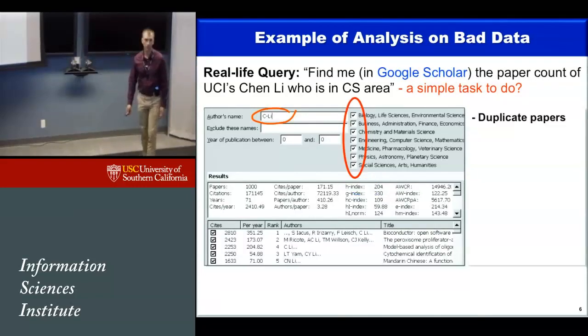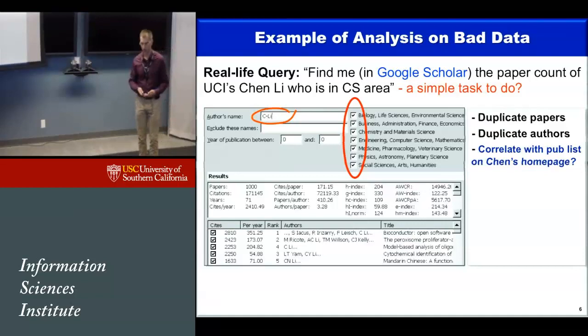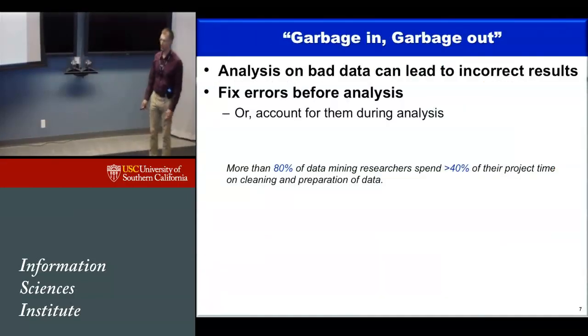So what happened here is, of course, there are duplicate papers in Google Scholar. Also, there are duplicate authors. We queried for Chen Li, but there are many Chen Lis. You would think, okay, can I still somehow answer this question? Maybe there is an out-of-the-box solution which is easy. Can I go to his homepage and just see his publications? Then I will be able to answer it. But that was a trick question, because we have, for example, another Chen Li who is a student at our department, and maybe my question was about that Chen Li. How do we know?